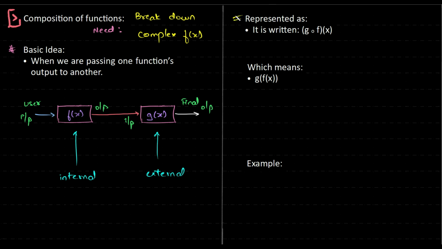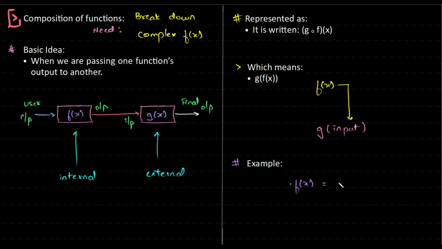Okay. Now, how to represent this? This is represented with g composition f of x. So this means g of f of x. So basically we'll pick up f of x, process it, whatever the output we get, we're going to put it in our g of x. That would be your input for g of x. So let me put across an example. It will make a lot of sense.